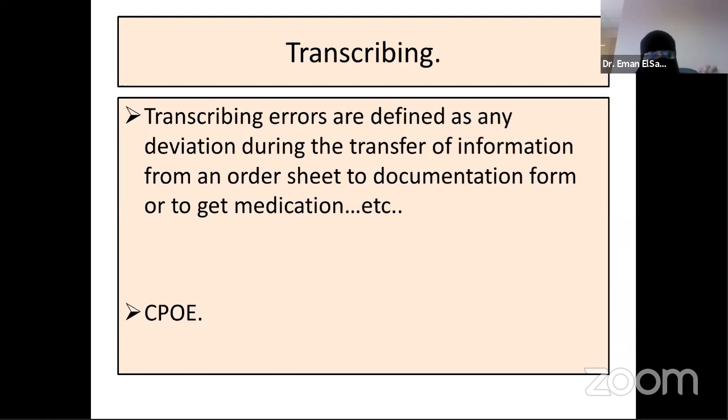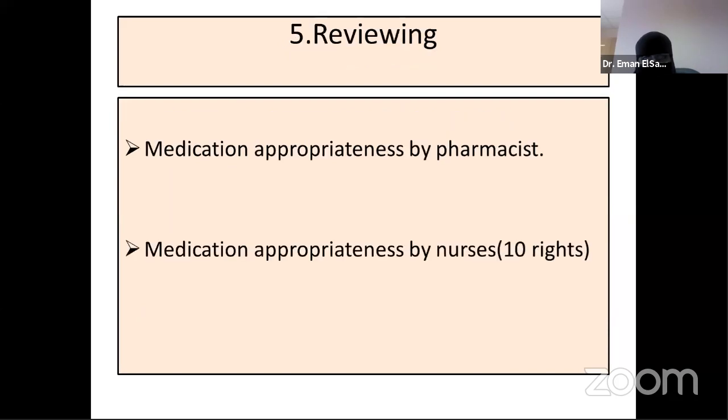And in this stage, the pharmacist will make the appropriateness for medication to be sure the doctor has written the complete data for the patient and the complete order for the drug. Here is the reviewing that I already mentioned before: medication appropriateness by the pharmacist during transcribing and medication appropriateness by the nurse. This is the 10 rights before administration. During the 10 rights, the nurse checks right dose, frequency, right duration, right dose. This is the 10 rights for the patient.